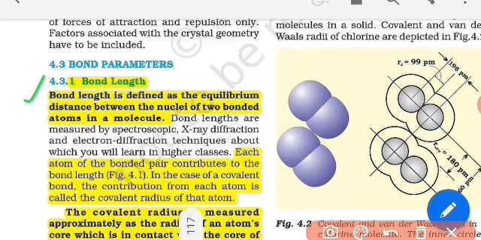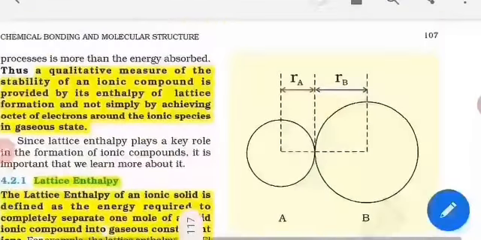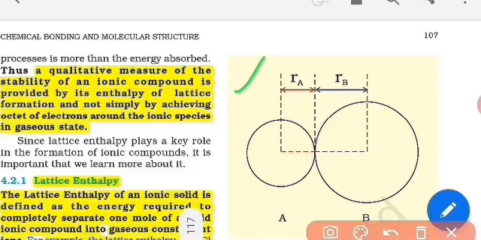First is bond length. Bond length is defined as the equilibrium distance between the nuclei of two bonded atoms in a molecule. So each atom of a bonded pair contributes to the bond length. In the case of a covalent bond, the contribution from each atom is called the covalent radius of that atom, and this is shown in this diagram. Here A and B atoms are covalently bonded with each other. Half of the distance between their nuclei is called the covalent radius.